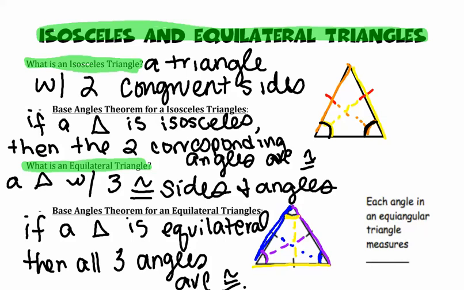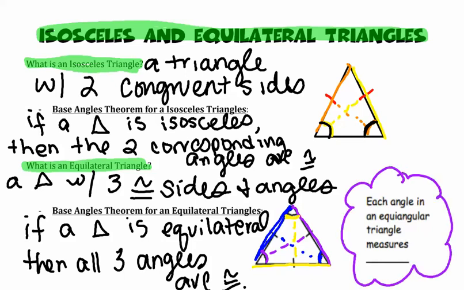So it says over here, and I'm going to put a nice big colorful cloud around it: each angle in an equiangular triangle measures how much? This word equiangular, I hope you're looking at and saying, I don't know what that means. The word equiangular just means all angles are equal.